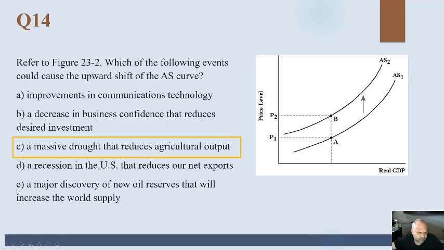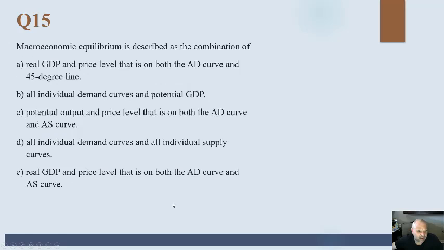For E, a major discovery of new oil, that would shift it to the right. A decrease in business confidence that reduces desired investment, here we're talking more about the aggregate demand curve. And A, improvements of communication technology, well, that would shift it to the right. And then a recession in the US that reduces our net exports would be something related to the aggregate demand curve, and it would shift the aggregate demand curve to the left, not the aggregate supply curve.